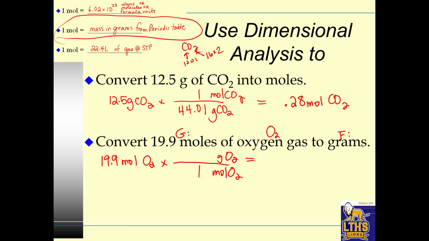And where do I go get grams? From the periodic table. So it's 16 times 2. So we have 32.00. Notice I use 2 decimal places every time. Goodbye, moles of oxygen. Hello, grams of oxygen. Now I know that there's 39.8 grams of oxygen when you have 19.9 moles of oxygen.